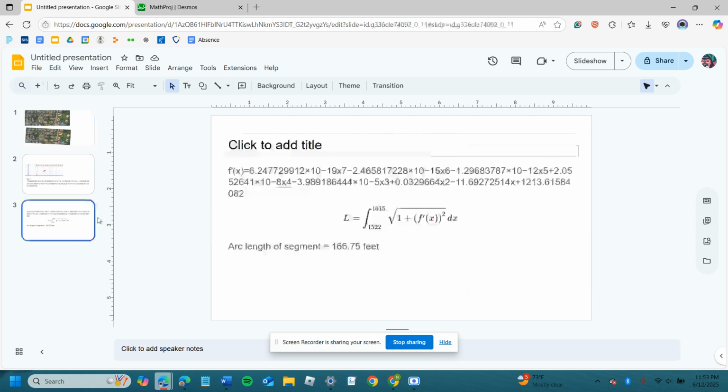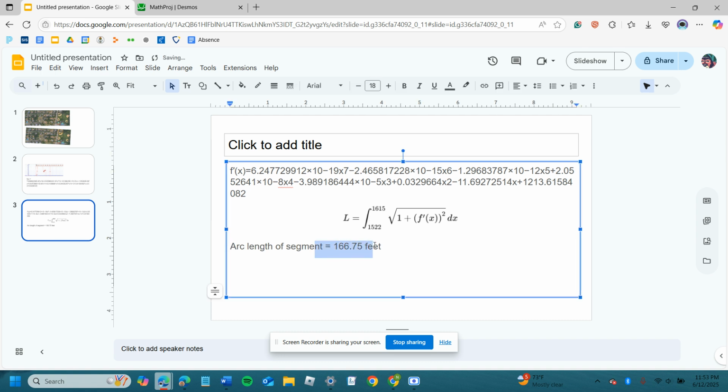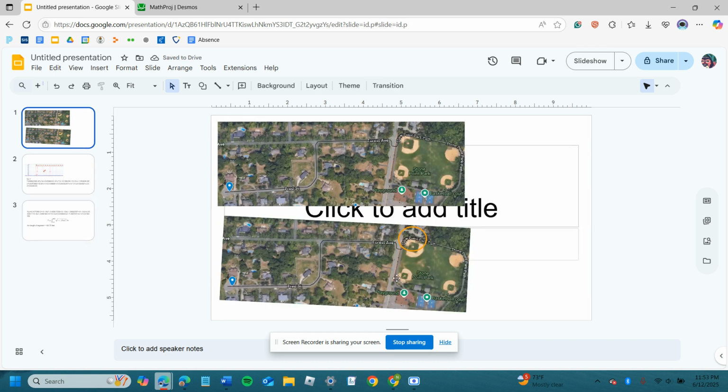So I used those for my two bounds, and then I simply input this into a calculator with the basic arc length formula: the square root of 1 plus the derivative of f squared, and then calculate the integral. So the final arc length of my segment was 166.7 feet for this section.